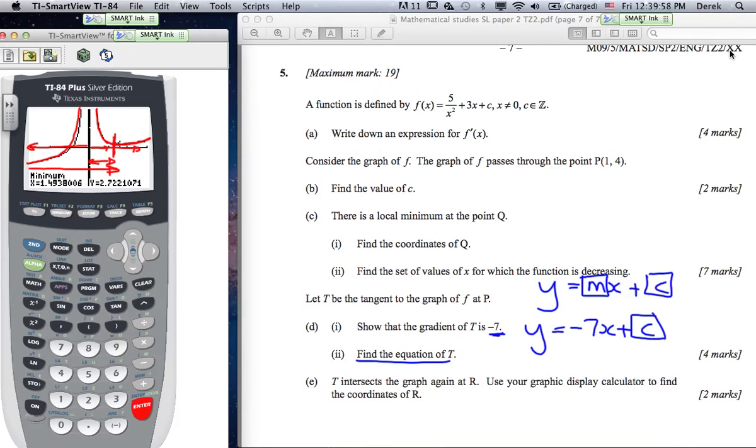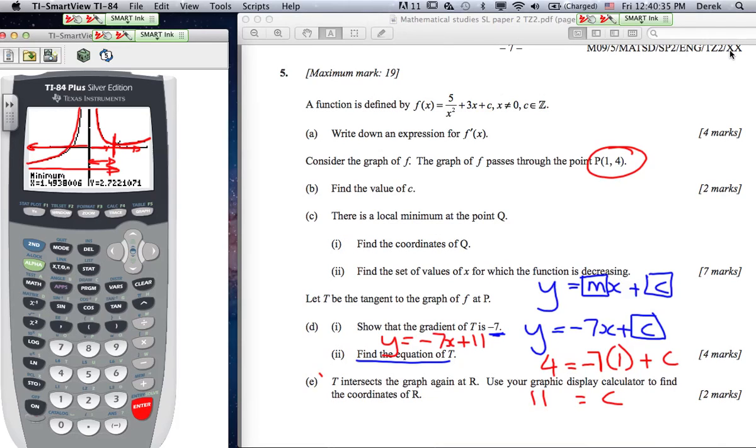To do that, we've just got to substitute a value that we know about this line. We know that this line passes through this point, (1, 4), so I can substitute that in. I can say 4 is equal to -7 times 1 plus c. When I take it over to the side, the -7 becomes +7, and it becomes 11 is equal to c. So my equation would be y is equal to -7x plus 11.